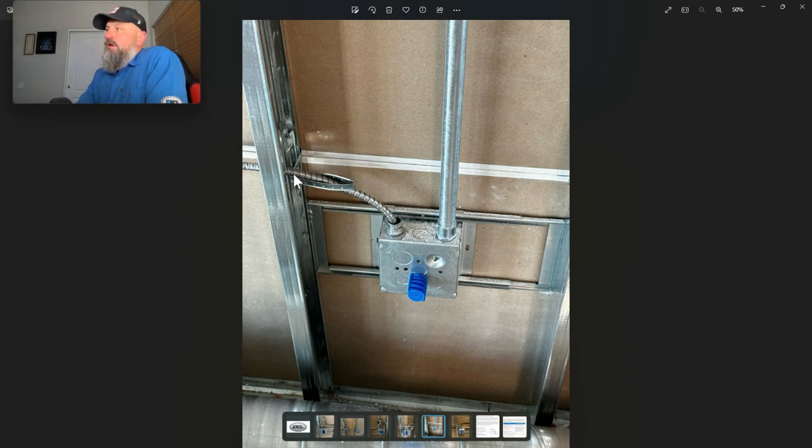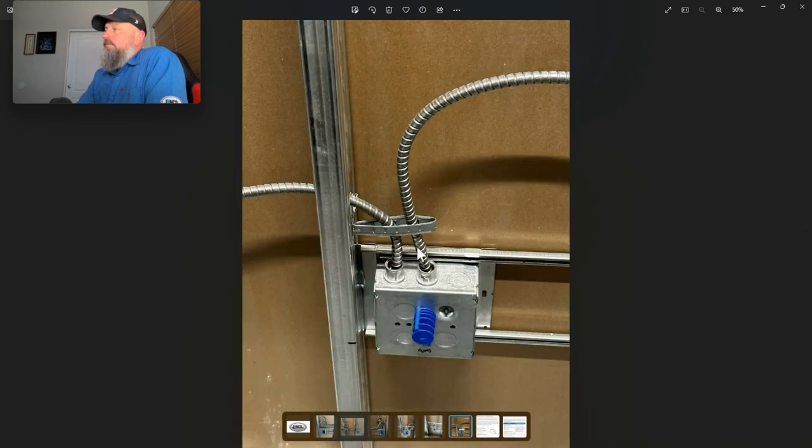Again, this is just stretched and pulled and bent just to get through this first knockout. It's pulling out right here. It's just a nice little loop and it's good. Same thing here, trying to get in that first punch out.